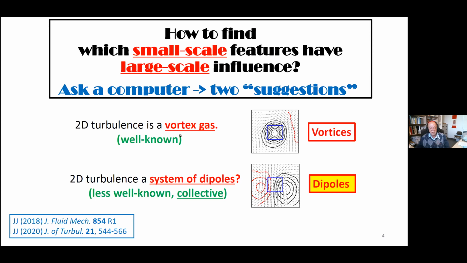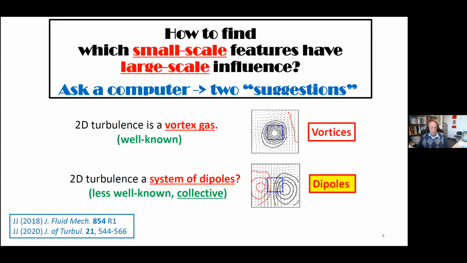I mean, the idea that turbulence is a vortex gas is a well-known theory, and it has been agreed on since the 1980s. And then it says something else which was new, to me at least. It says, okay, look at dipoles also. Not only individual vortices, but pairs of vortices, counter-rotating vortices. Those seem to be important. They seem to have a large scale influence. And this was less well known, which made it interesting.